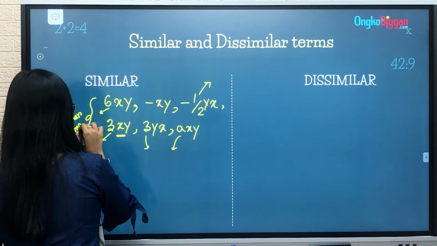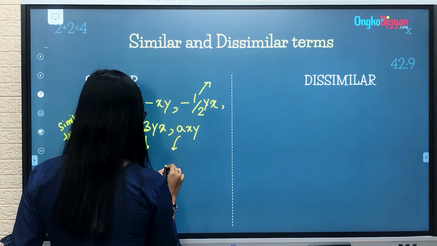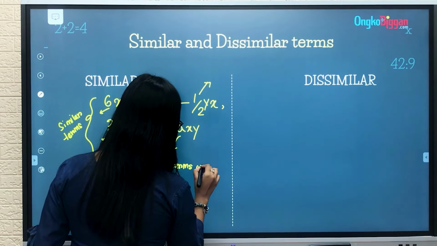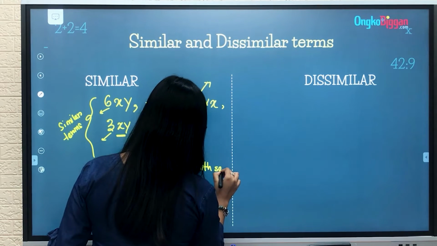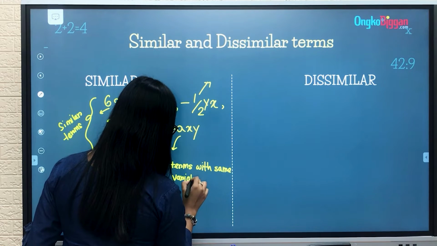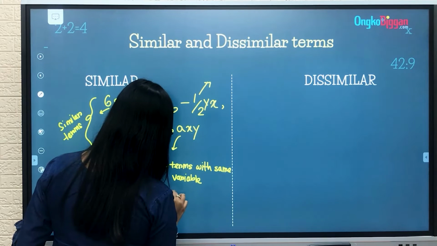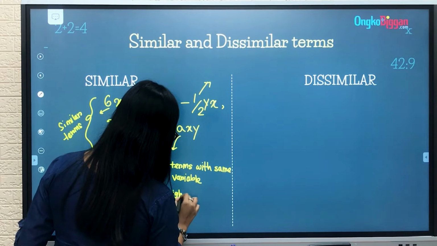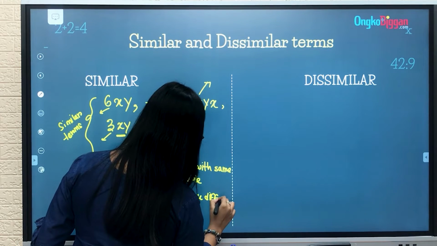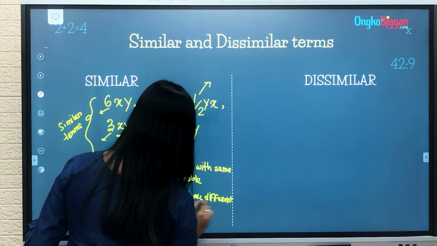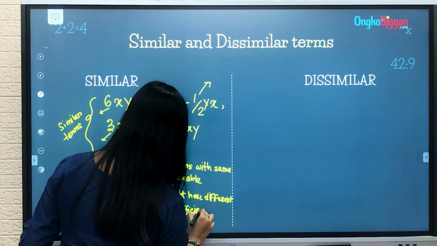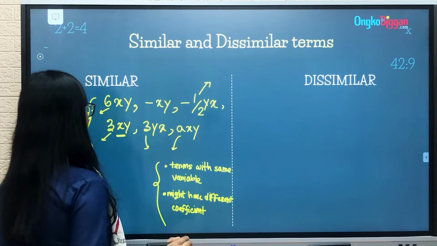So here our condition is: terms with the same variable might have different coefficients. So these are the two conditions.